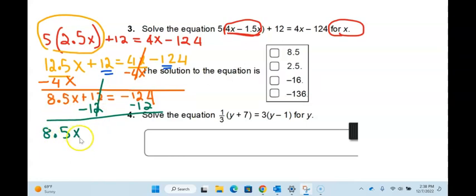All right, what do I do next to the positive 12? Subtract it. Yeah, put the negative. Okay. What's 12 minus 12? What do you bring down? 8.5x equal. Okay, well, you owe somebody $124 and you borrow another $12. So that's become negative 136.